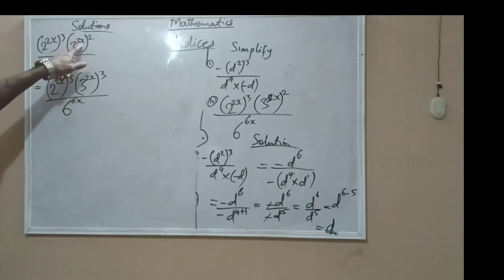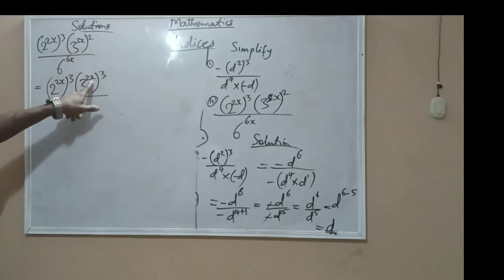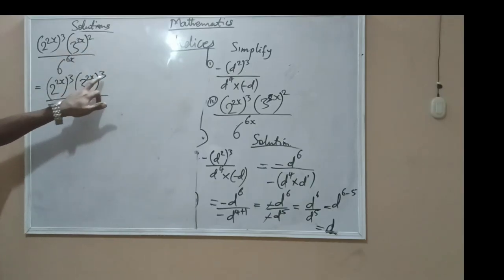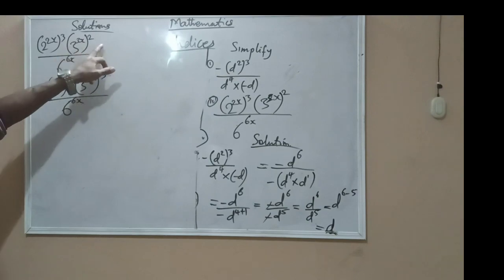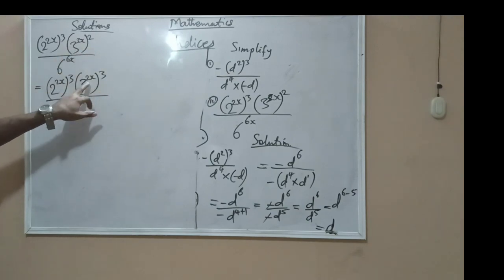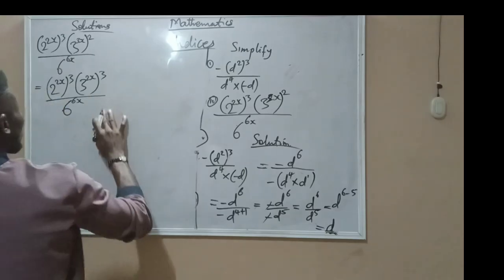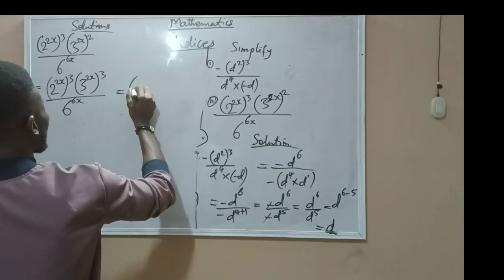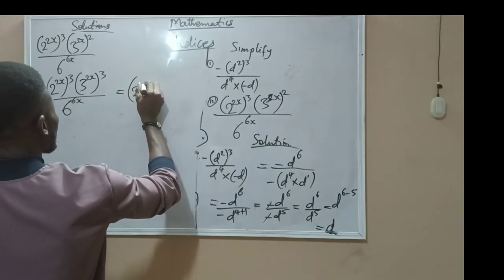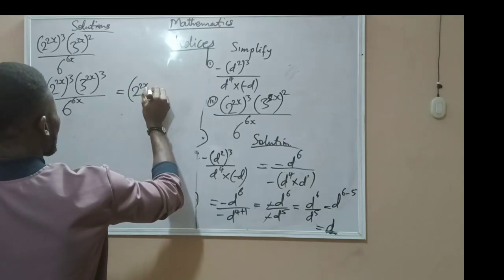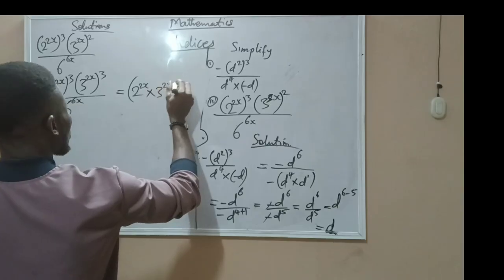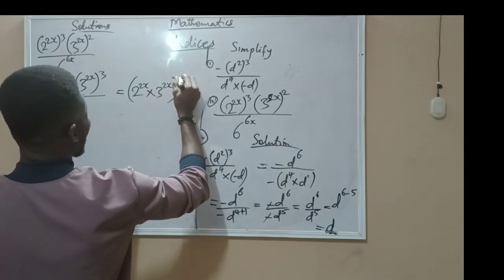What was there is 3x to the power 2, and now we changed it to 2x to the power 3. Of course, when you multiply this and this, they still give the same answer. 3x times 2 is 6x, and 2x times 3 gives you 6x. Now from here we simplify further. This is equal to bracket 2 raised to the power 2x times 3 raised to the power 2x, all raised to the power 3.